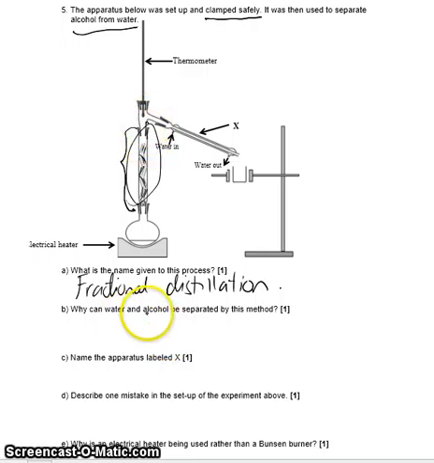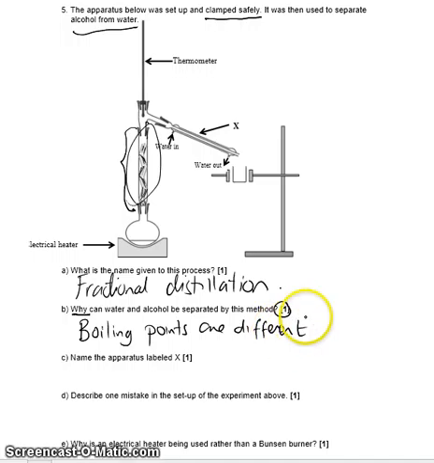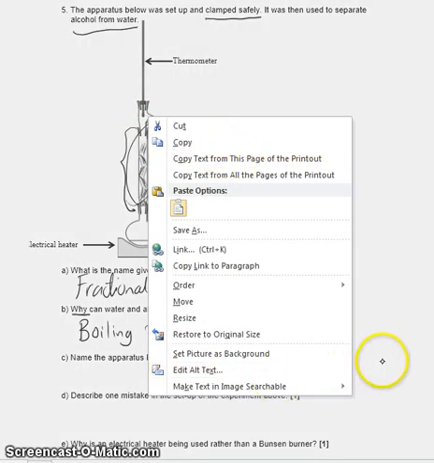Right, why can the alcohol and water be separated by this method? It's only 1 mark, so we don't need lots and lots of detail. But when you've got these two liquids mixed together, the reason they can be separated by this method is because they have different boiling points. So their boiling points are different. That means that one of them will boil first and will turn into a gas and start to move up this tube here and eventually reach here and start to move down.